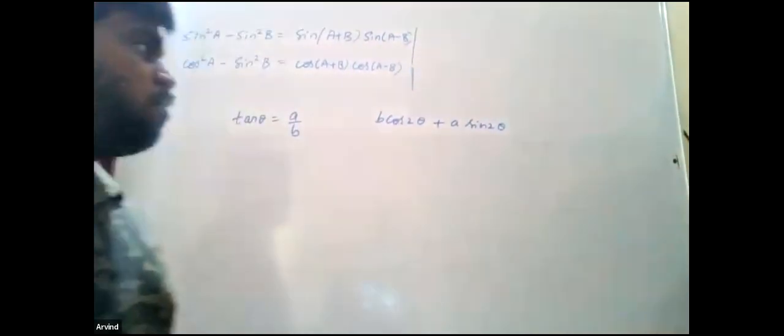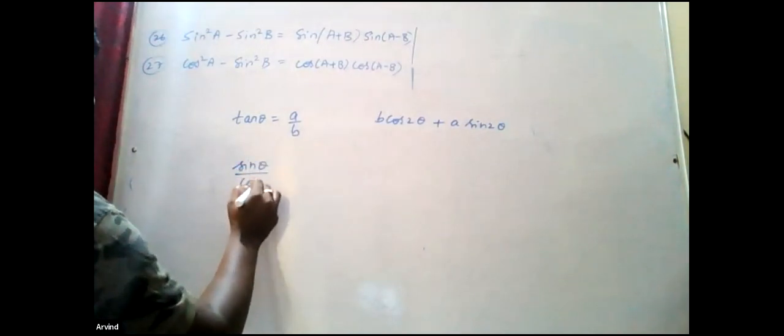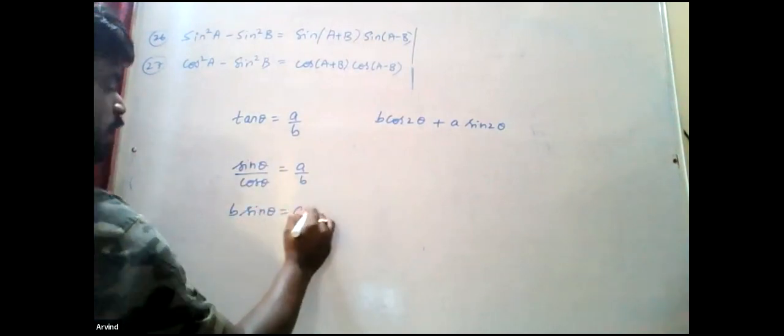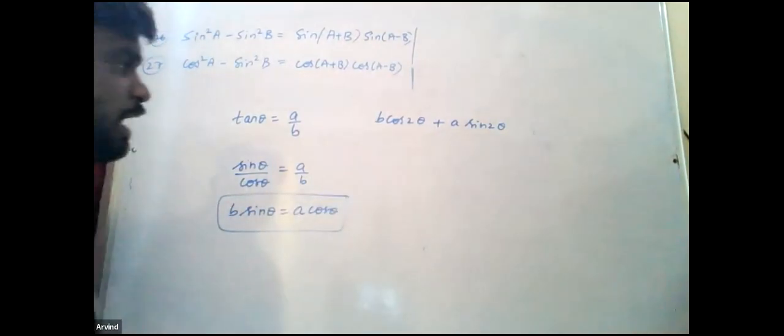We can do it in a descriptive way. Let's make it a bit easier. This tan theta, we can write as sin theta by cos theta. Let's cross multiply. We get b sin theta is equal to a cos theta. So b sin theta is equal to a cos theta.